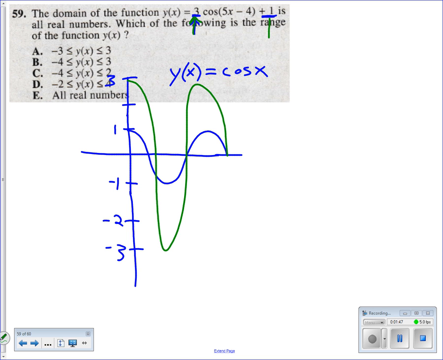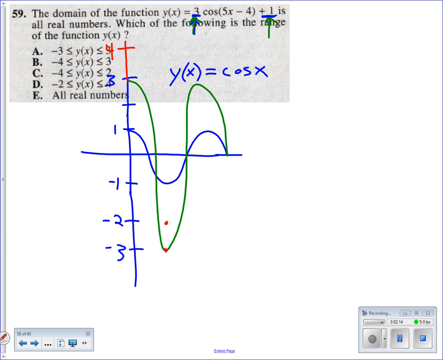And now I need to shift the whole thing up by 1 unit to account for the 1 unit that's being added on to the entire function. And that's going to cause a shift like this. So I'm going to shift up to 4. All right, this minimum here is going to end up at -2.